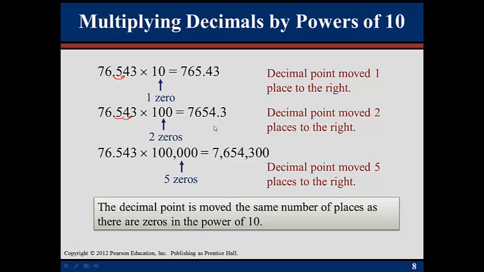And the last one is 100,000, and it has 5 zeros. Now you move your decimal 5 places to the right. So 1, 2, 3, 4, 5. And this number is going to become 7,654,300.